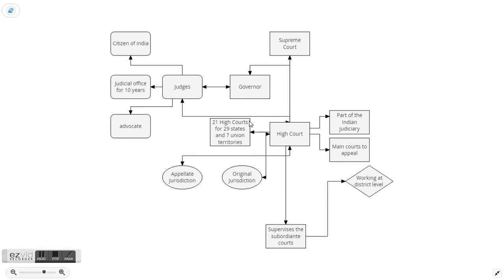At present, there are totally 21 high courts for 29 states and 7 union territories. So we have 29 states and 7 union territories, and overall, we have 21 high courts. The high courts are the highest courts at the state level, but being part of the integrated Indian judiciary, they work under the superintendence, direction and control of the Supreme Court. Whatever the court, they come under the direct control of the Supreme Court.